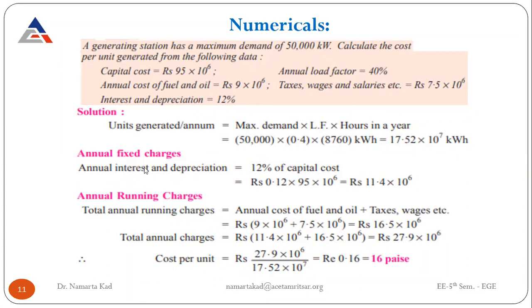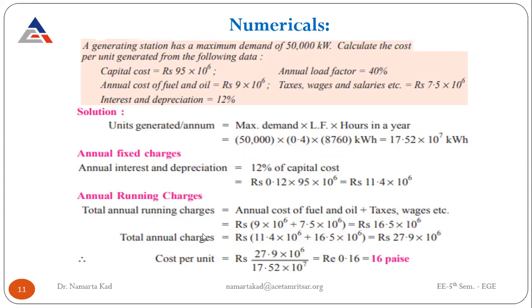Now the annual fixed charges. Under these, the annual fixed charges are interest and depreciation. The fuel cost and the salaries come under the other operating cost. So annual fixed charges, that is annual interest and depreciation, is 12% of the capital cost. Here it is given 12%, and this 12% is on the capital cost. So it can be further written as 0.12 multiplied by 95 into 10 raised to power 6, and you get 11.4 into 10 raised to power 6. This one is the fixed cost.